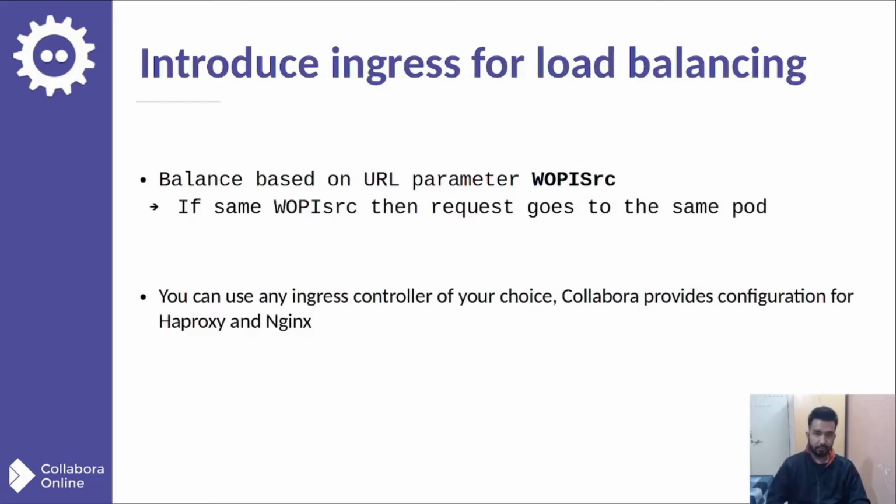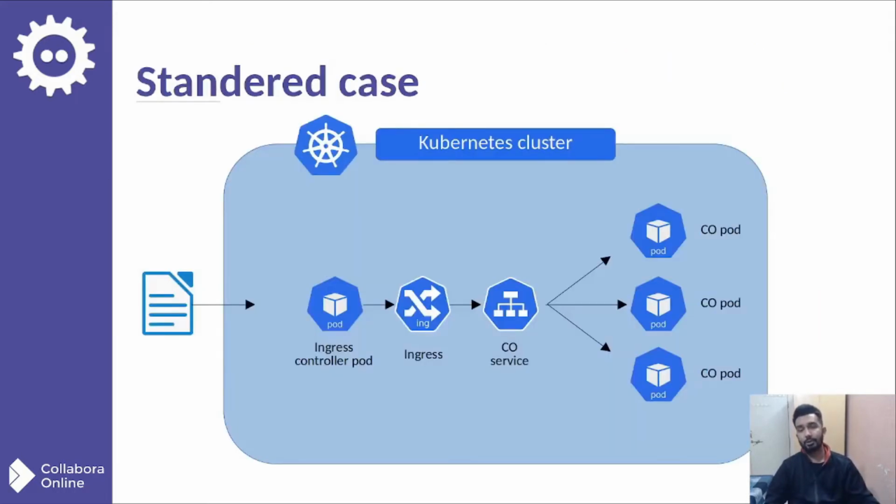We have provided configuration for HAProxy and the Nginx ingress controller, so you can directly use these ingress controllers without any hassle. You can use any ingress controller of your choice, but you will have to configure it. After using an ingress controller, the system would look something like this. The ingress controller decides where each request goes. So it doesn't matter how many users are trying to access; if they have the same WOPISrc parameter, it is always going to end up in the same pod.